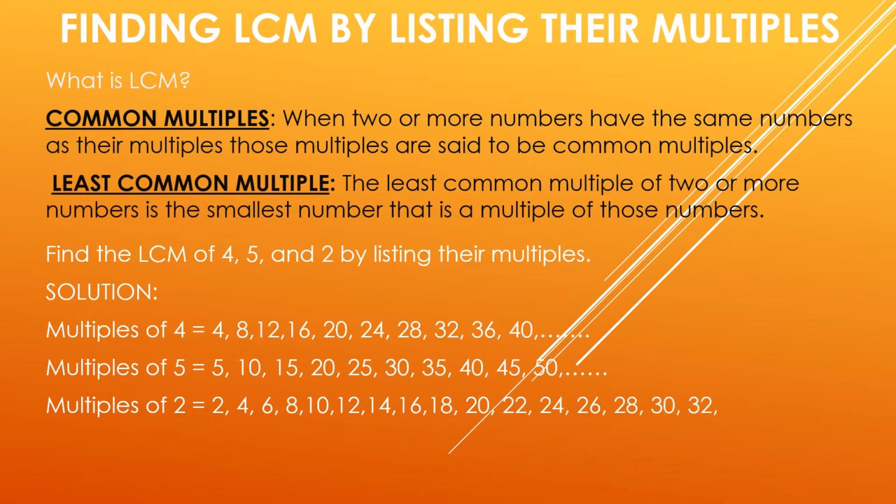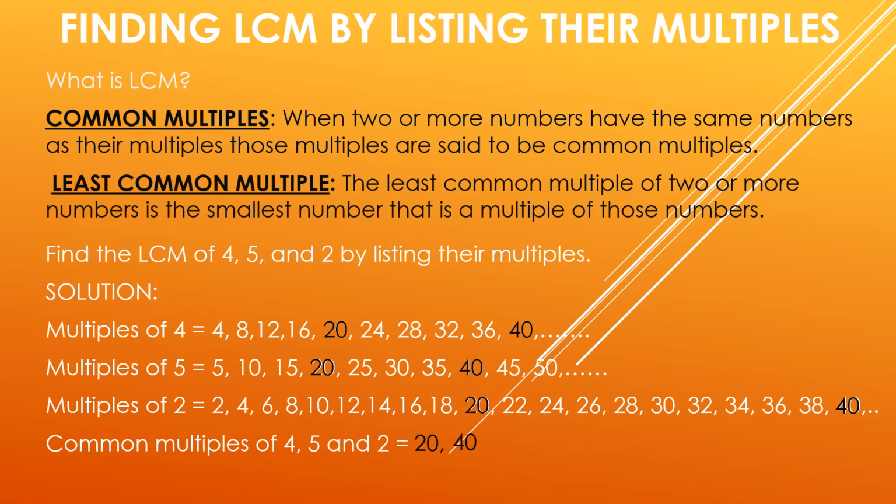Then we find the common multiples. So the common multiples of 4, 5 and 2 are 20 and 40. Then we find the least common multiple. So the LCM of 4, 5 and 2 is equal to 20.